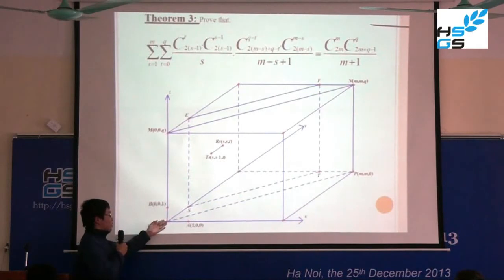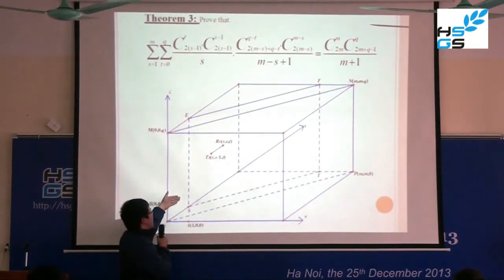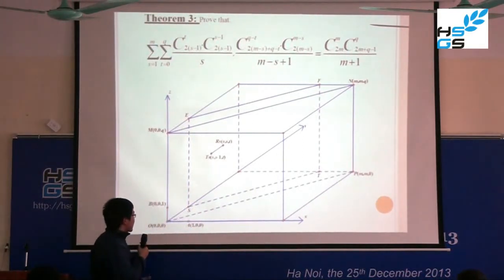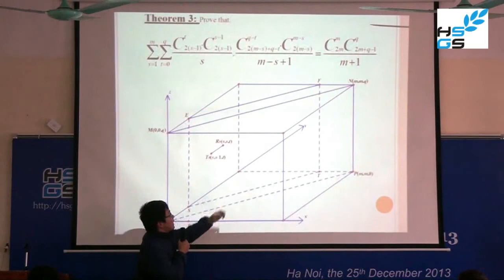When starting from O, in order to have a good way to M and Q, we must pass through the point A (1,0,0) or B (0,0,1), because we must not pass through the point S, because it belongs to the plane EFGH, which we wouldn't want to pass through. Now we calculate the number of good ways from A to M.